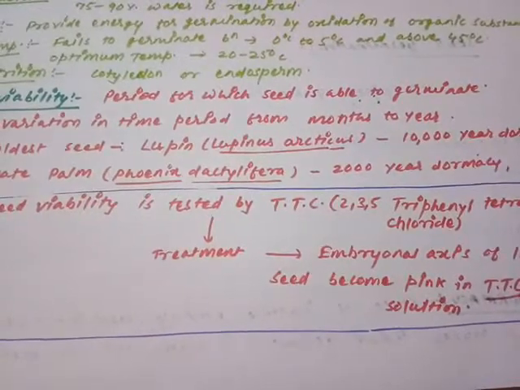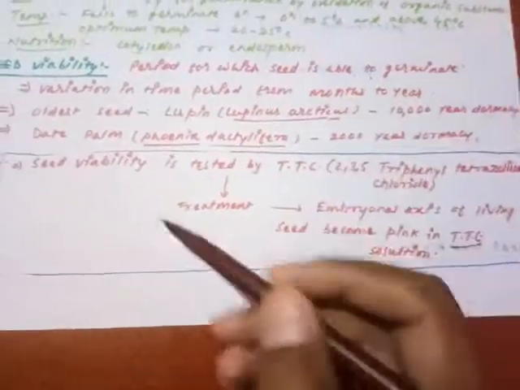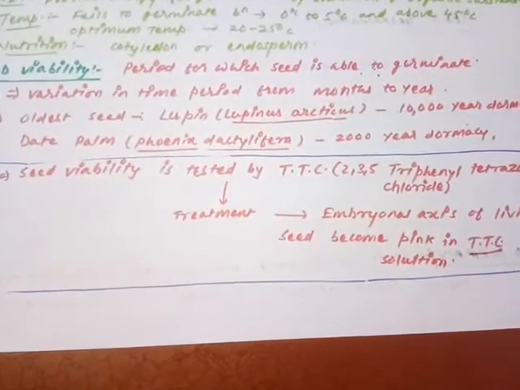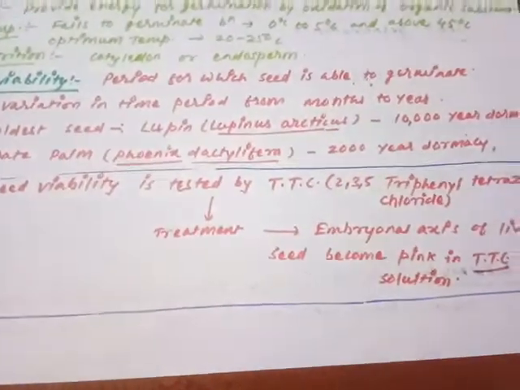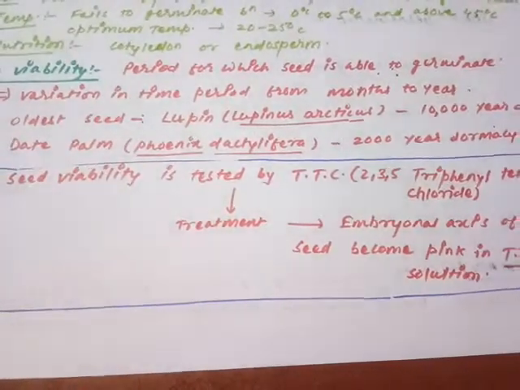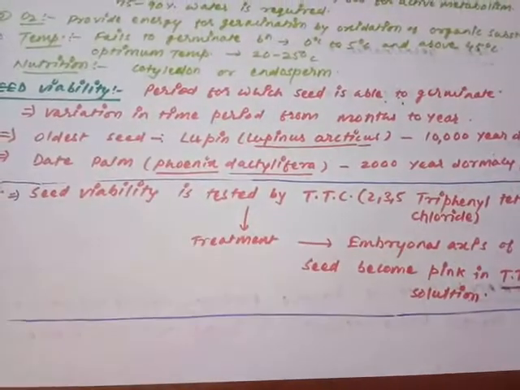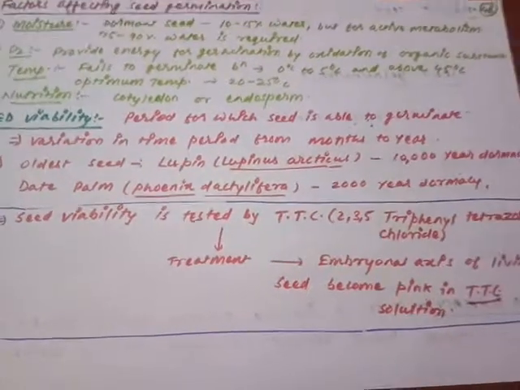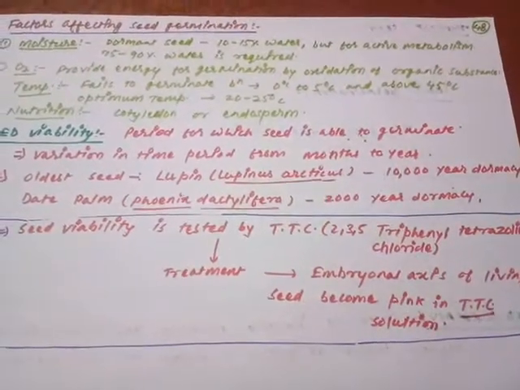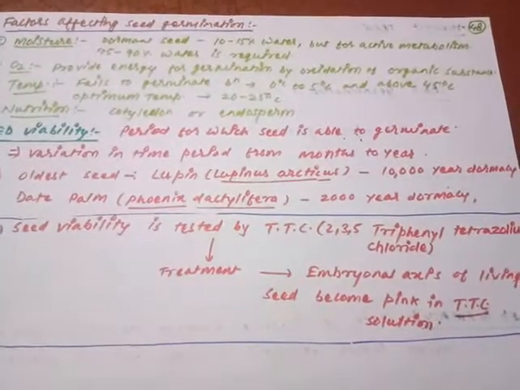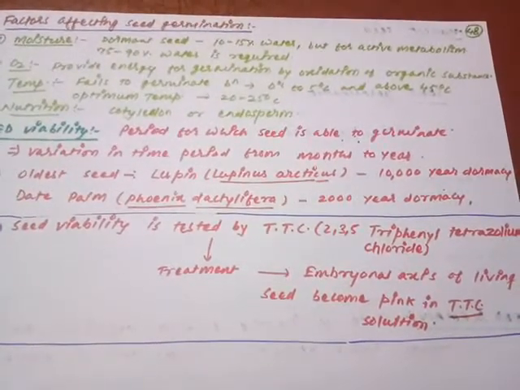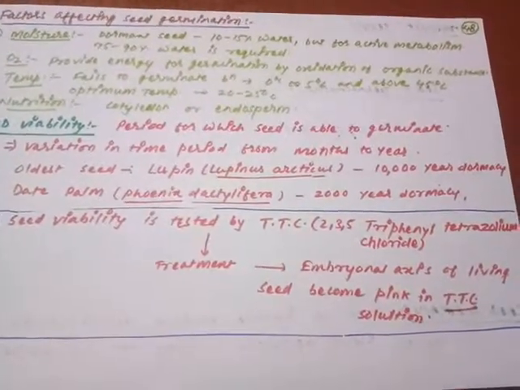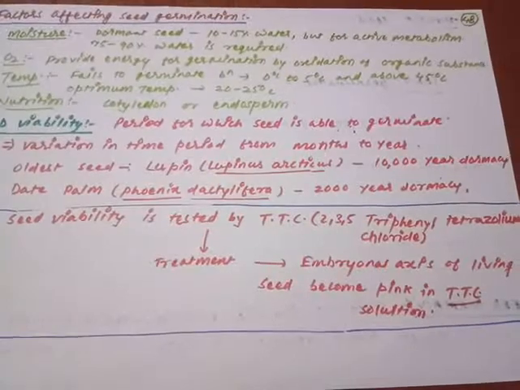Next concept that I am going to give you is written in a box, so if it is written in a box, it is going to be very important. Some tests are performed to check the viability of the seed, meaning whether the seed is able to germinate or not. If the seed is not able to germinate, why give it to the farmer, since the process of farming becomes futile. To avoid such practices, seed viability is tested.